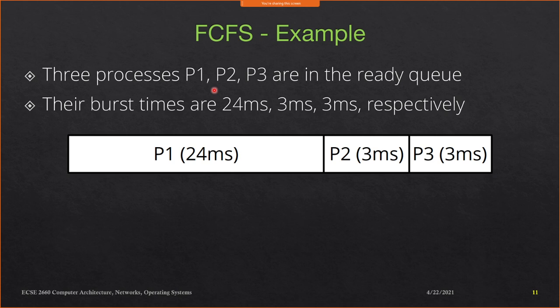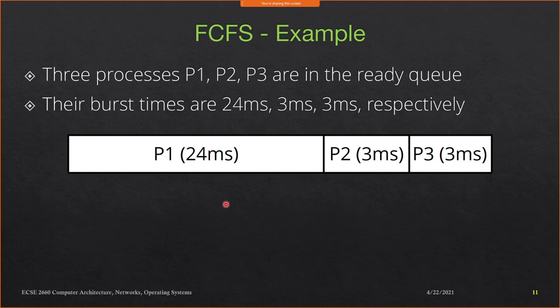The burst time, or CPU burst time, for each is as follows. We have 4 milliseconds for P1, we have 3 milliseconds for P2, we have 3 milliseconds for P3. Now, the first process's burst is much longer than P2 and P3. So in first come first serve scheduling, P1 gets executed first, then P2, and the last that gets executed is P3.